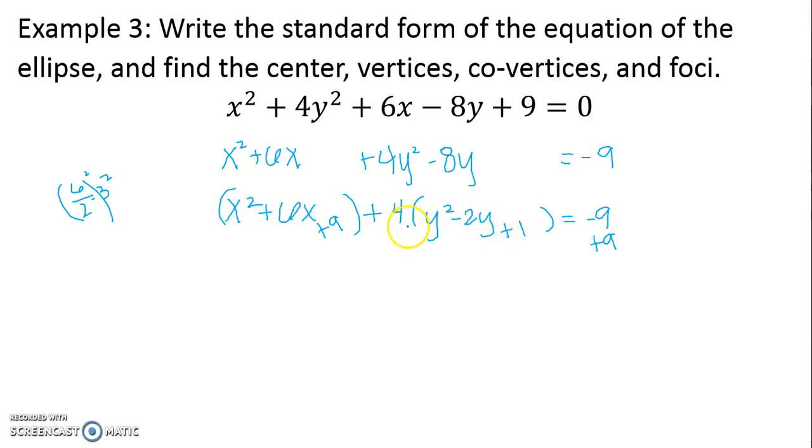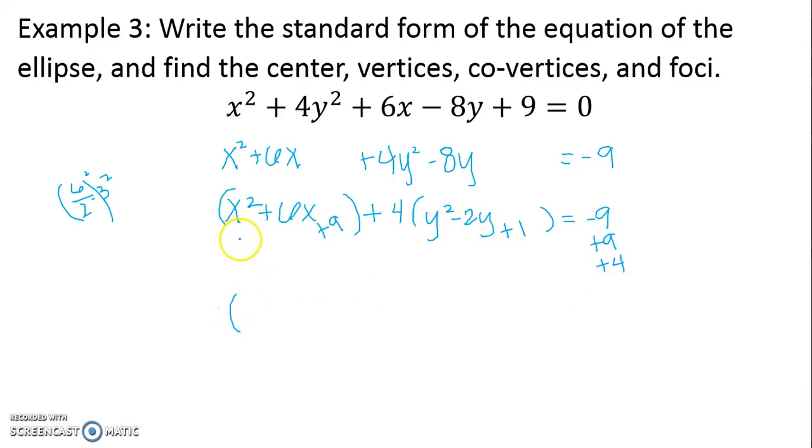Technically, though, because of the 4 out front, we did 4 times 1. You really added 4 to the left. So you do need to add 4 to the right. That is a very common mistake. So make sure you're not just copying it right over. If there's a number that's out front, you have to make sure you multiply.